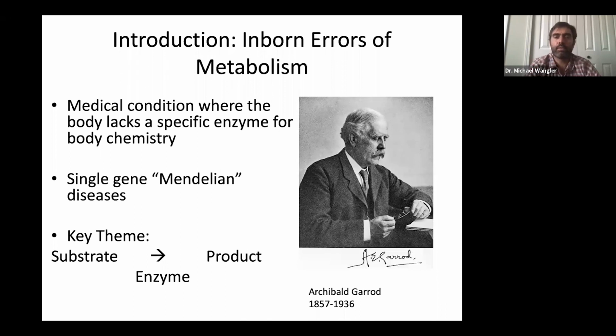And Dr. Garrod's concept was that there were medical conditions called inborn errors of metabolism, where the body lacks a specific enzyme to do body chemistry. The way that enzymes work is that we have these biochemicals in our blood, in our tissues, within our cells, and those we call substrates. And then we have enzymes that facilitate making a product out of that substrate. So you can imagine that if an individual has a defect and they lack the enzyme, they would have buildup of the substrate, and maybe that would cause toxic issues, and they would lack the ability to make the product.